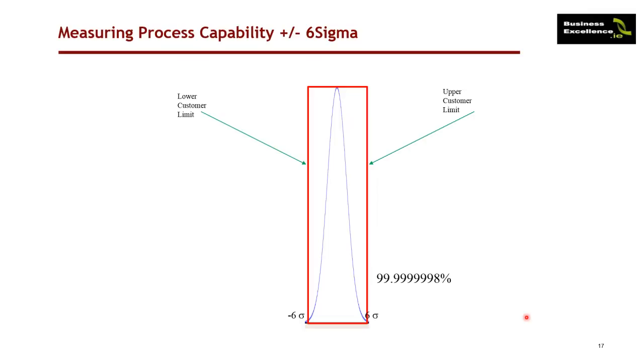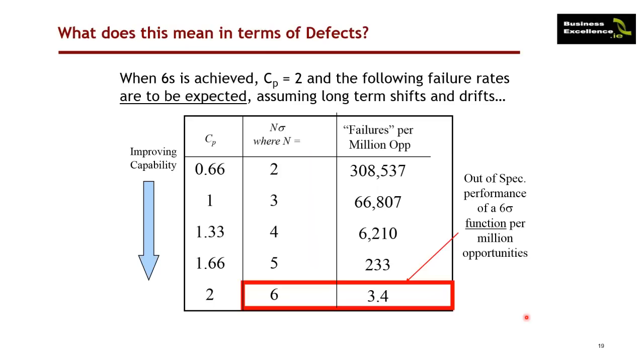Hence, where the term came from is when Motorola developed the methodology, they wanted to statistically put a number on their definition of an exceptional process. And they came to the conclusion that if their processes demonstrated a plus or minus 6 sigma performance level, they would be exceptionally good. Hence the name Six Sigma, and hence the origin of the methodology.